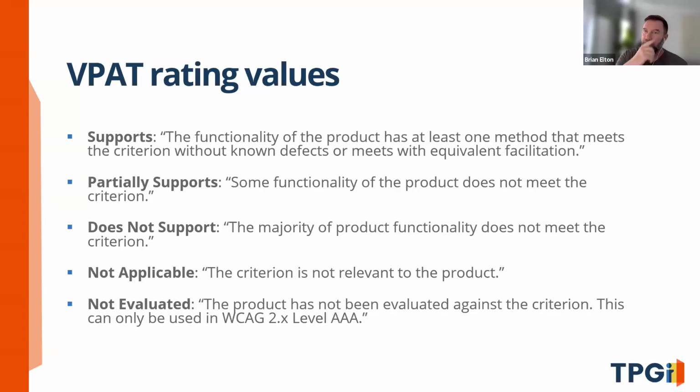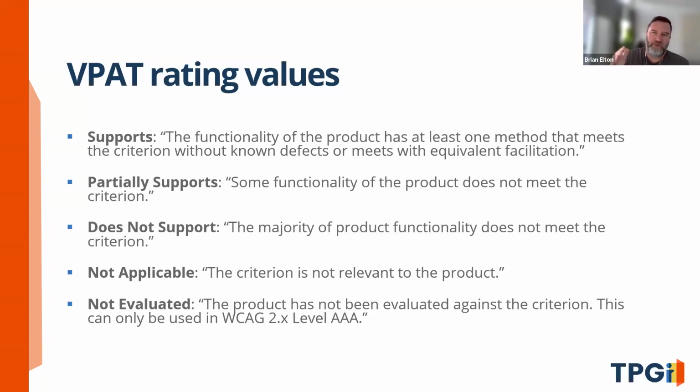Okay, so WCAG is broken down into single A, double A, triple A. So only AAA can be omitted from your VPAT. Single A and double A must be included. So you have to go through your evaluations: is a success criterion completely supported throughout? Great, then it gets a supports rating. If there are some parts that do support it and some parts that don't, maybe the majority of it is supportive, then it can say partially supports.